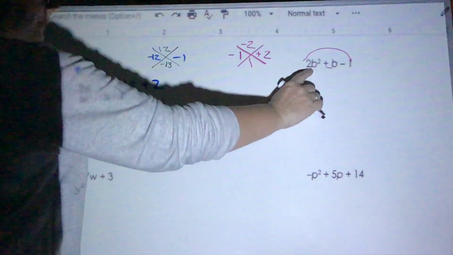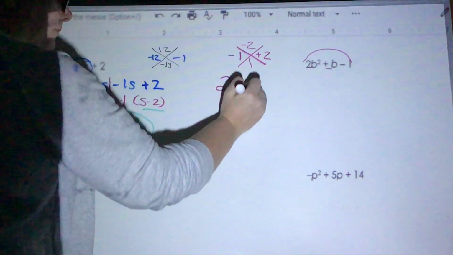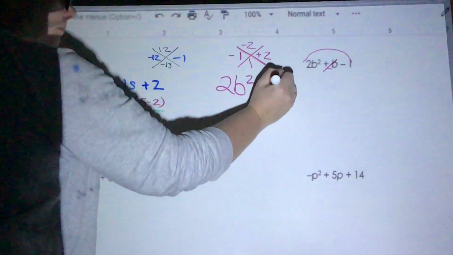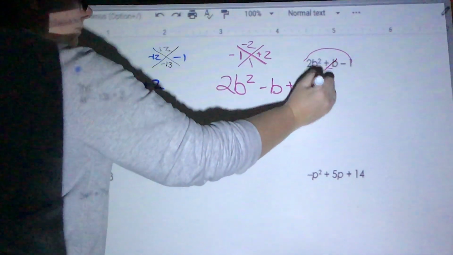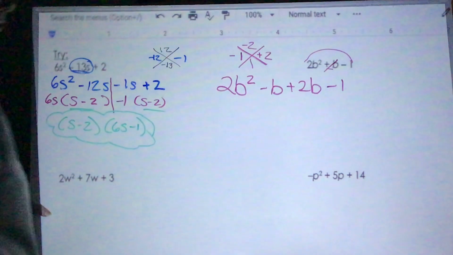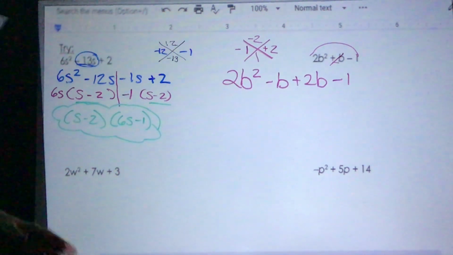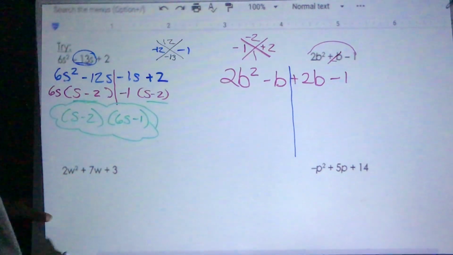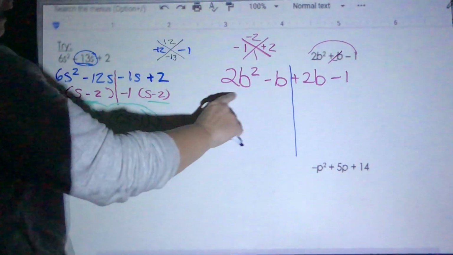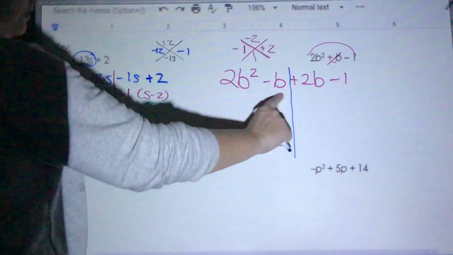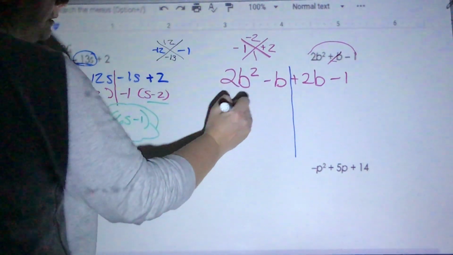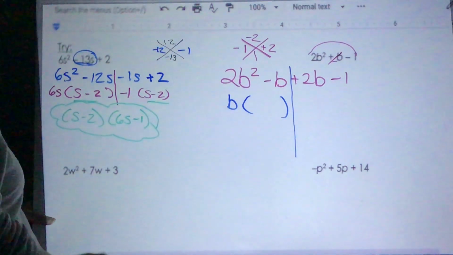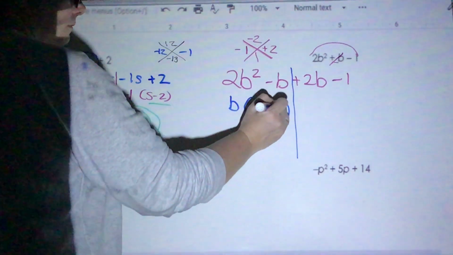Once I have my two numbers, I take my trinomial and rewrite it so it has 4 terms, replacing the middle b with a negative b and a positive 2b. And I'm going to keep my c the same. Once I have 4 terms, I'm going to split down the middle. On each side, I'm going to take out my GCF. So my GCF over here would be just b, because there's no numbers in common, it's just the b in common. And then my parentheses would be 2b minus 1.